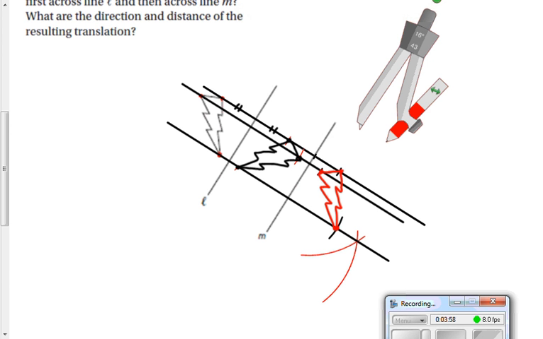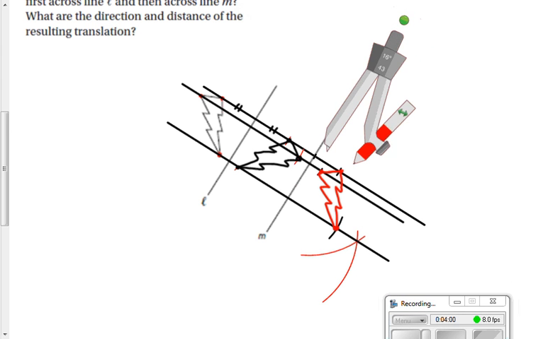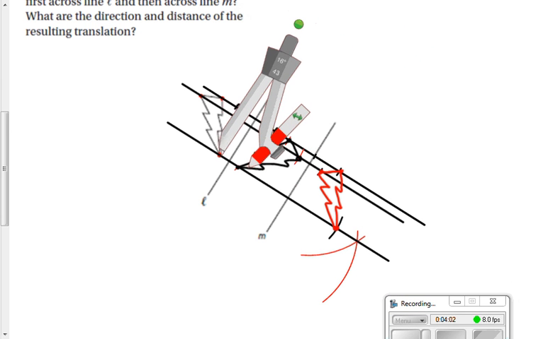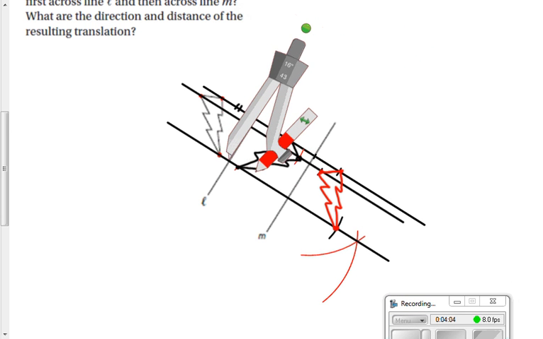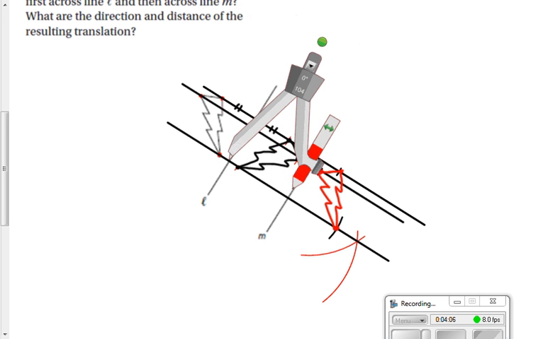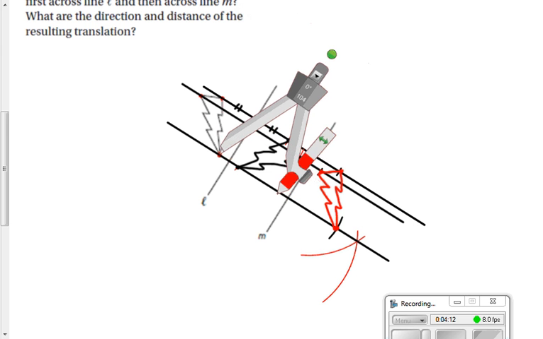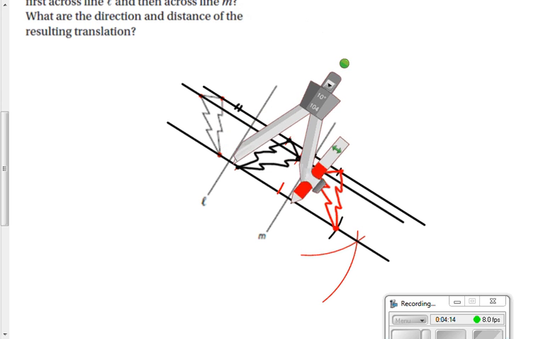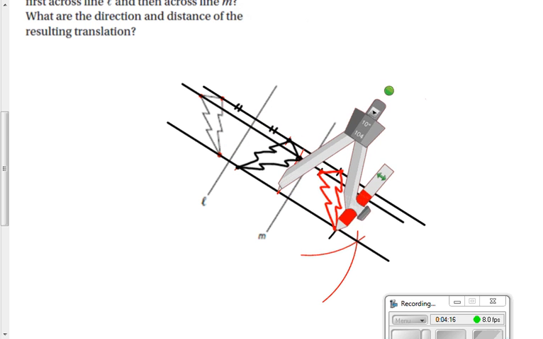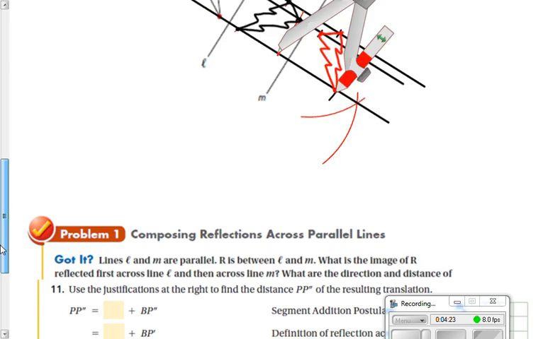Also, one thing you might notice here is that the total distance that we went is really the distance between the two parallel lines, twice. So if you were to measure that distance and then do that twice, you would get your final spot for each of your points. All right, I'm going to let you try that. Check back with you.